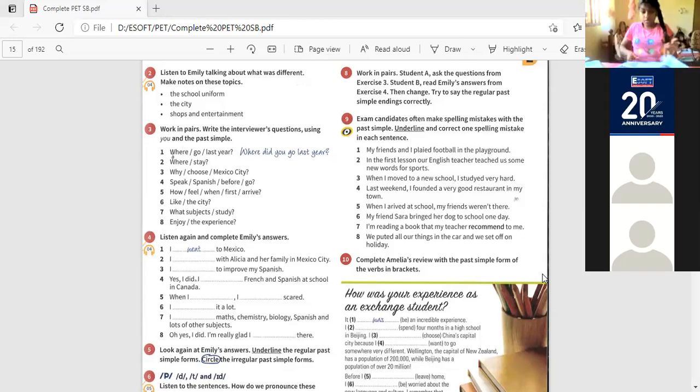Shall we? Yes, teacher. Okay, teacher. Teacher, which page again, please? 19. Okay, teacher, thank you.